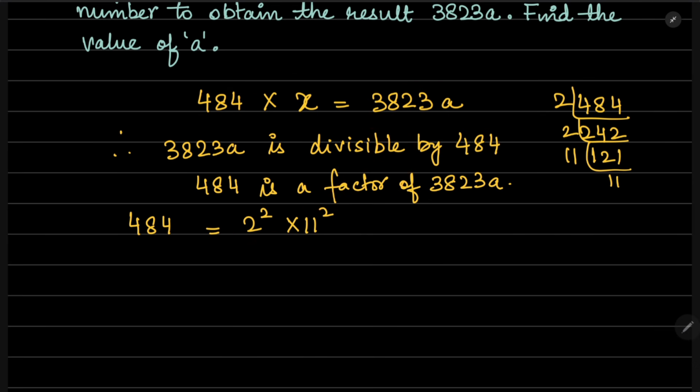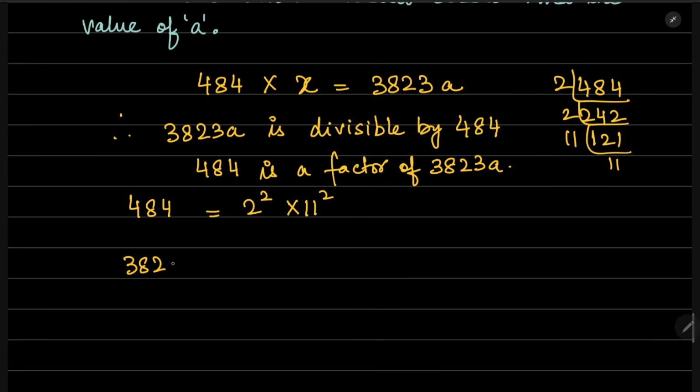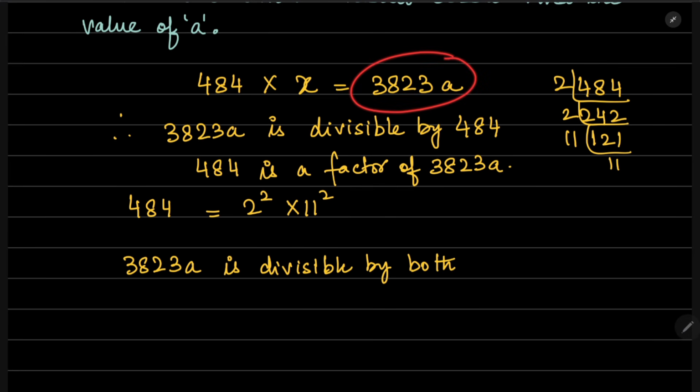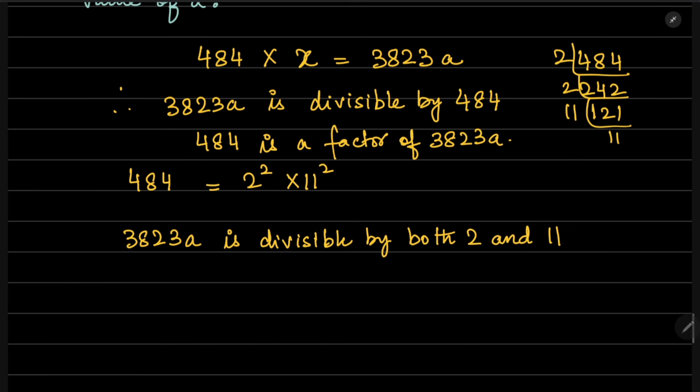So let's write that. That means 3823A should be divisible by both. So what have we written here? 3823A is divisible by 484. Now if it is divisible by 484, we have just expressed 484 as a product of prime factors. So 2 and 11 are prime numbers. So 3823A is divisible by both 2 and 11. Correct? Now, what should be in place of A?